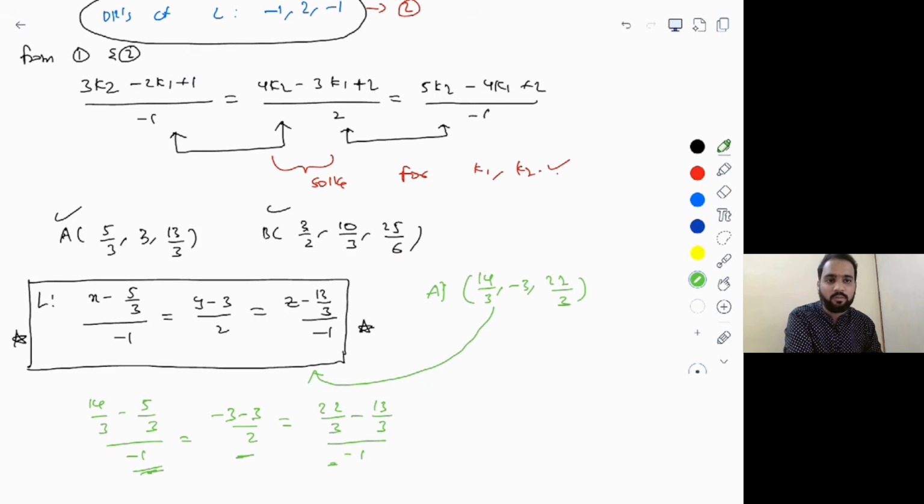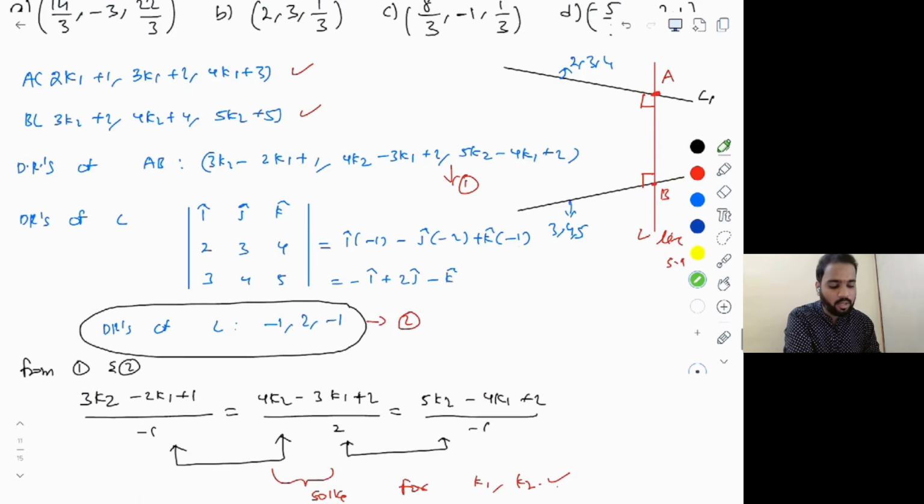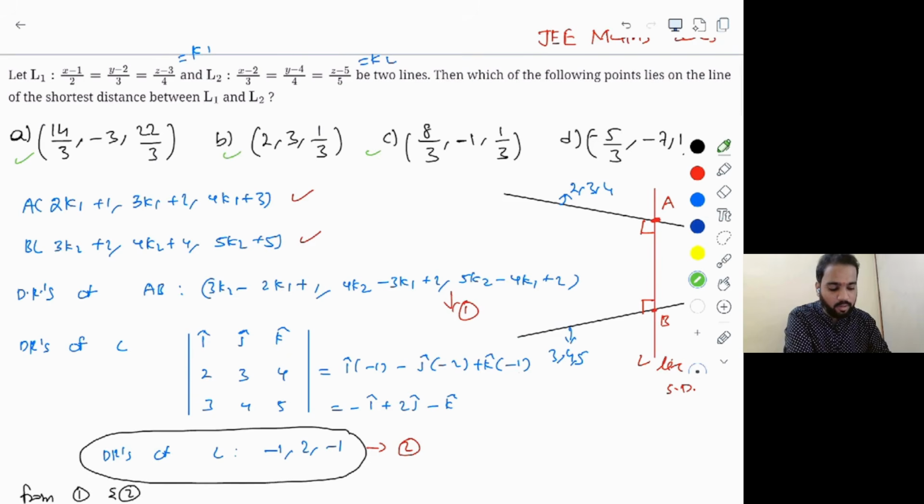Otherwise, we say that the point A does not lie on the line. So in this way, you have to check all the options one by one. Now it is your work to check whether the option A is satisfying or not. In the similar way, you try to check the options B, C, D also. But this is the gold standard method to find out the line of shortest distance between two lines L1 and L2.